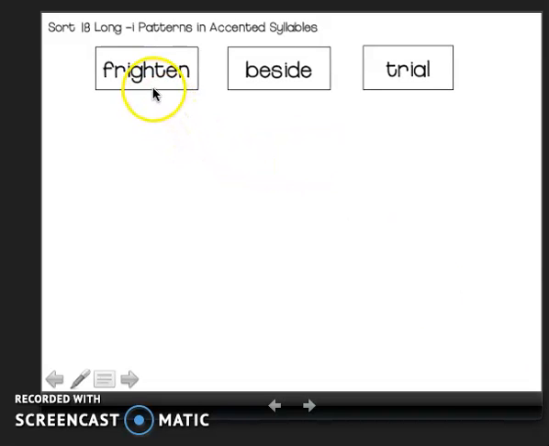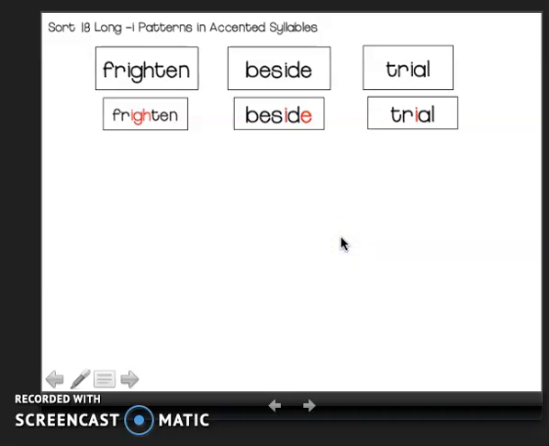I want to begin by taking a look at some long I patterns. We have our words frighten, beside, and trial up here. Here we can see our long I patterns. We have the IGH that says I in frighten. Beside has the CVCE pattern. And then we have an open syllable, trial, where we divide between the I and the A.